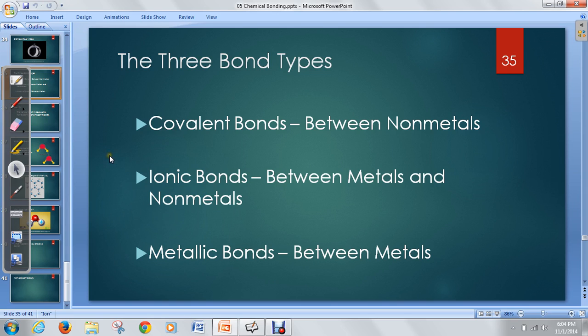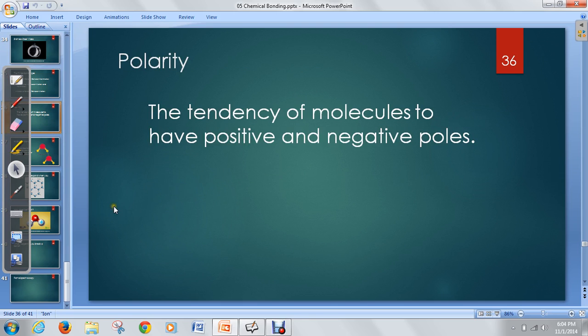But there's a specific type of bond that is between molecules that I want to talk about. Before we get into that, let's talk about polarity. Polarity is the tendency of molecules to have positive and negative poles. To visualize what we're talking about, let's think about a molecule of water, H2O.